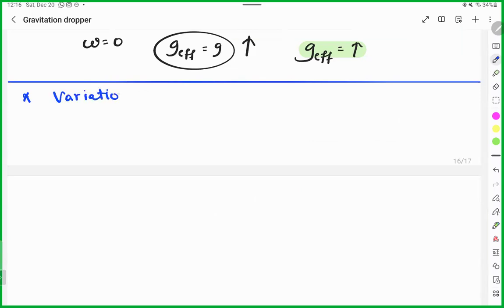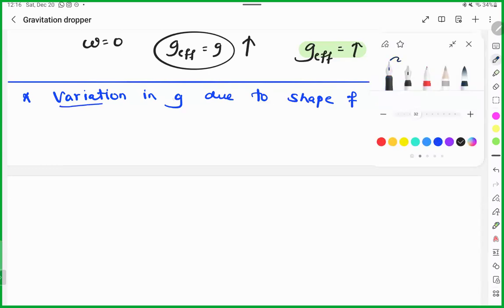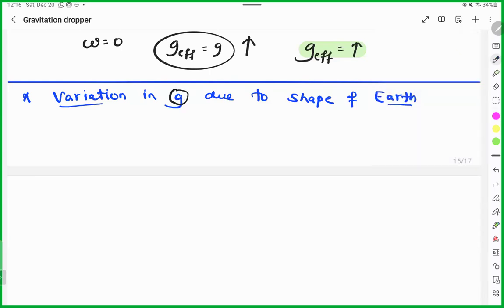Variation in g due to the shape of the earth. We consider Earth a sphere, but actually it is not completely a sphere. It is a geoid, a kind of egg shape. So there will be a slight variation, because Earth is not a perfect sphere. If you assume it as a sphere, then your value will be different. There will be a very, very small difference. You can neglect it, no doubt.